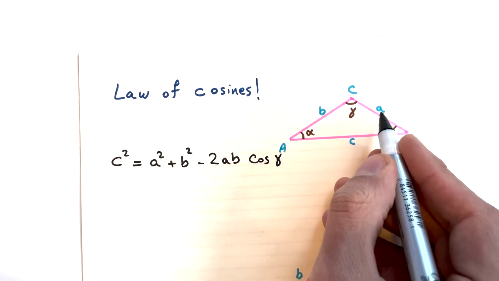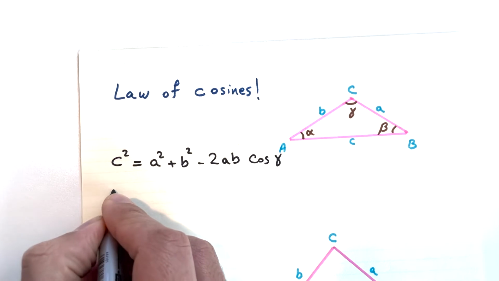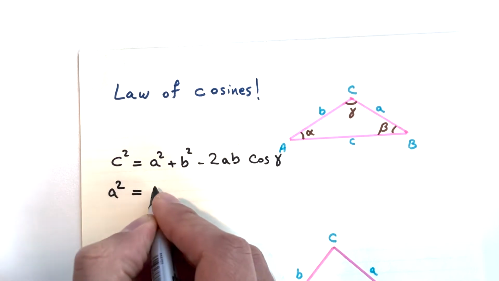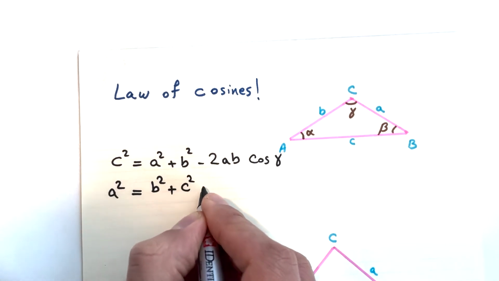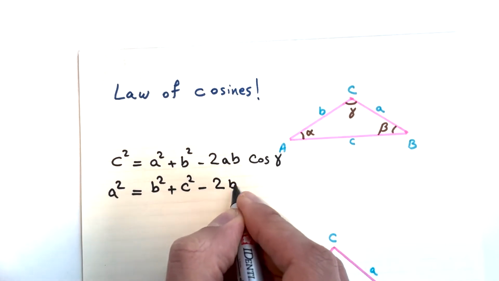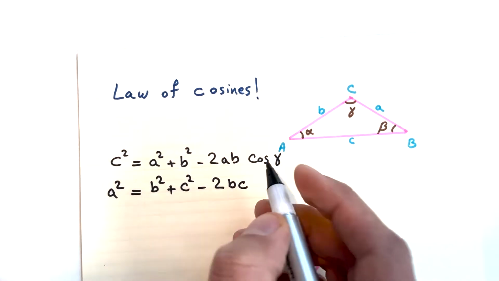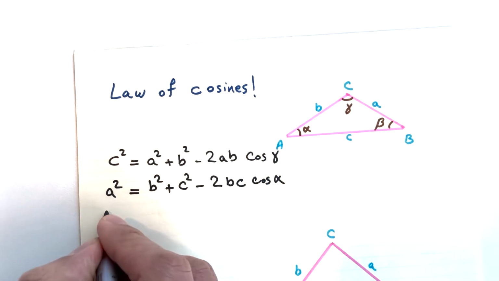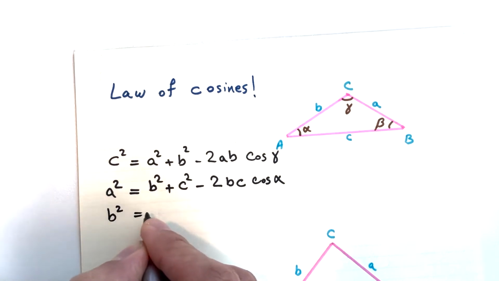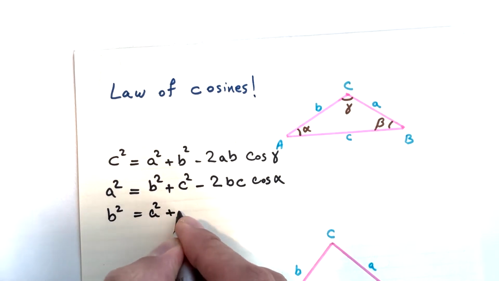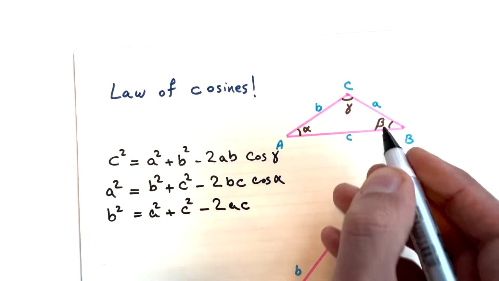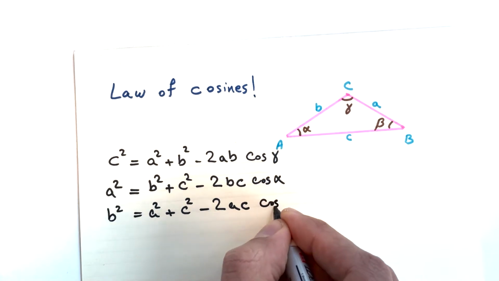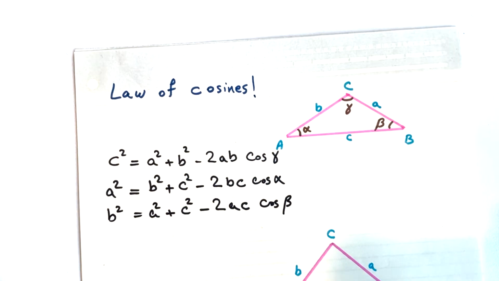I can write this for the different sides too. So let's write it for side a: a square is equal to b square plus c square minus 2bc cosine alpha. For side b, I can write b square is equal to a square plus c square minus 2ac cosine beta. So this is the law of cosine.